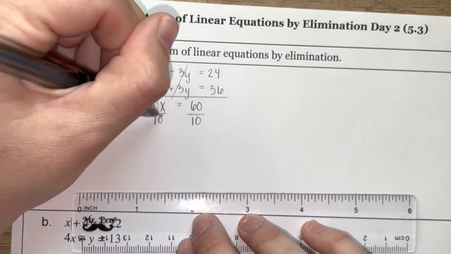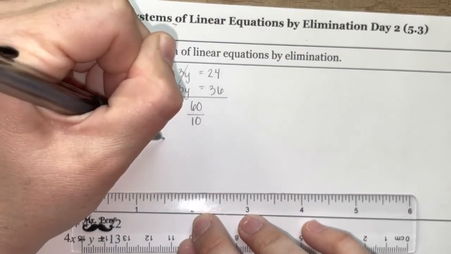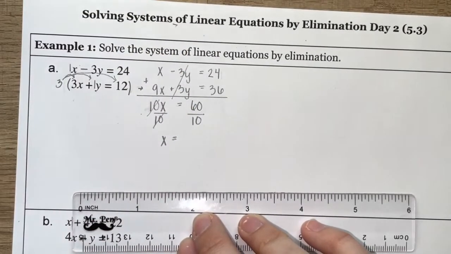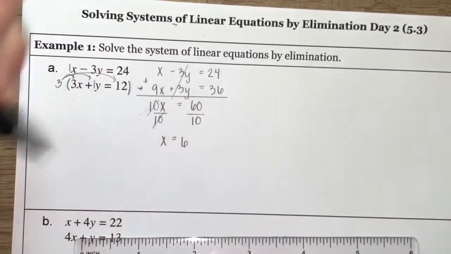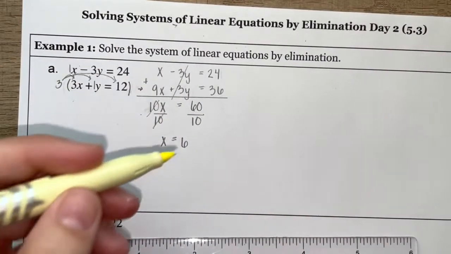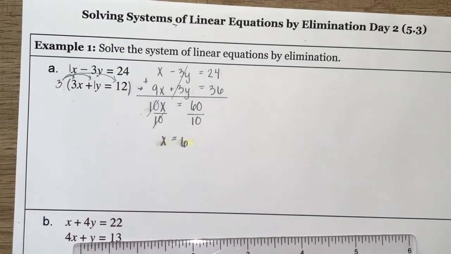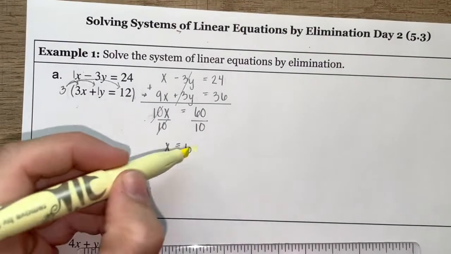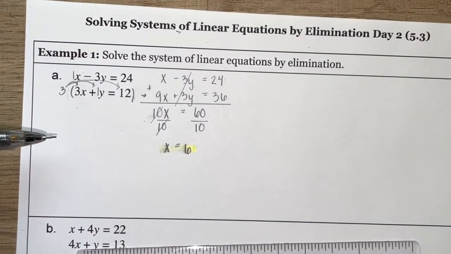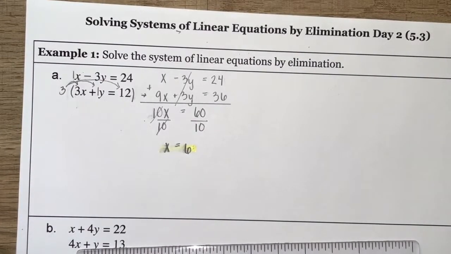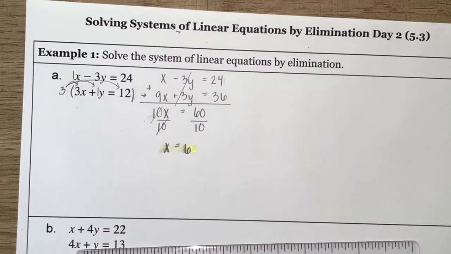So 10 divided by 10 is 1. So that cancels out and I'm just left with 1x or just x. And then 60 divided by 10 is 6. So we end up with x equals 6. And then now that we know that x is 6, we can solve for y by substituting x equals 6 into the equation and simplifying.